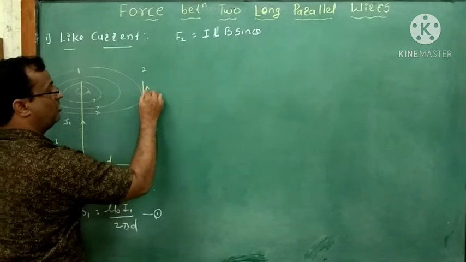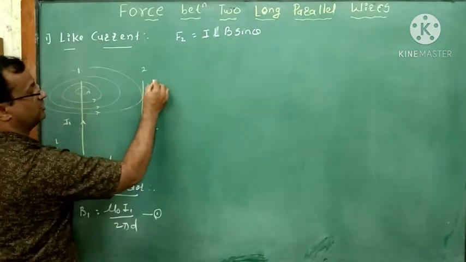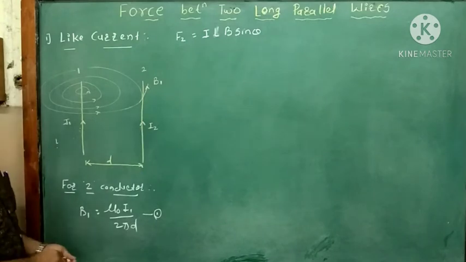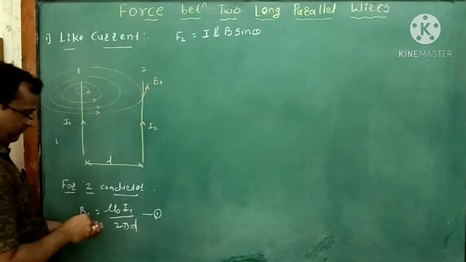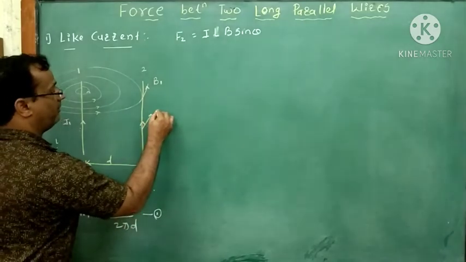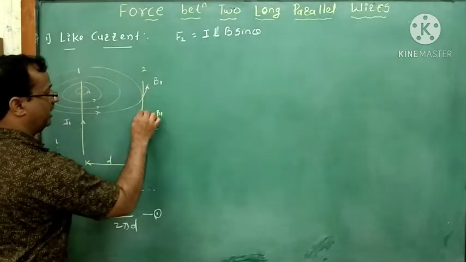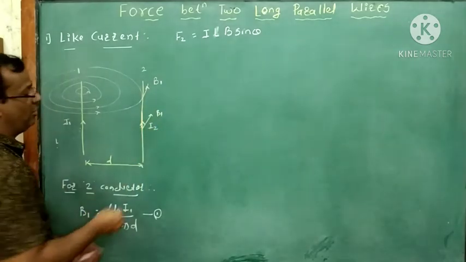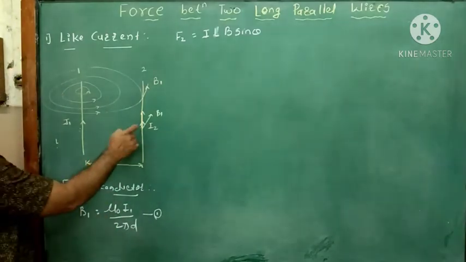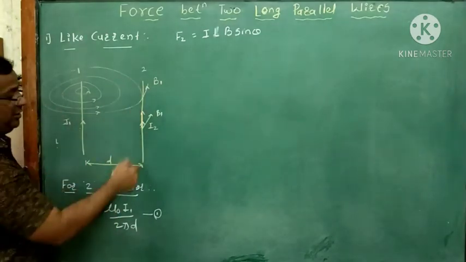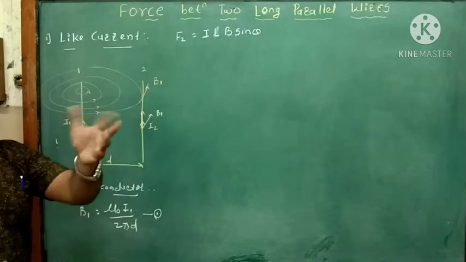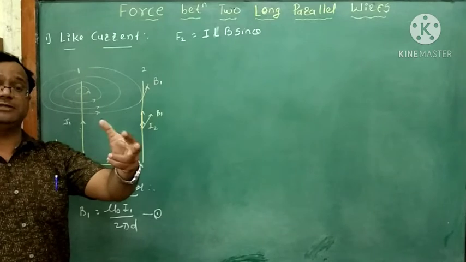It means that along this direction, this will be the direction of magnetic field, that is B1. Suppose this will be the direction of magnetic field B1, and now this will be the direction of flow of current, then the force acting on the second conductor is here. For that we want to use Fleming's left hand rule.